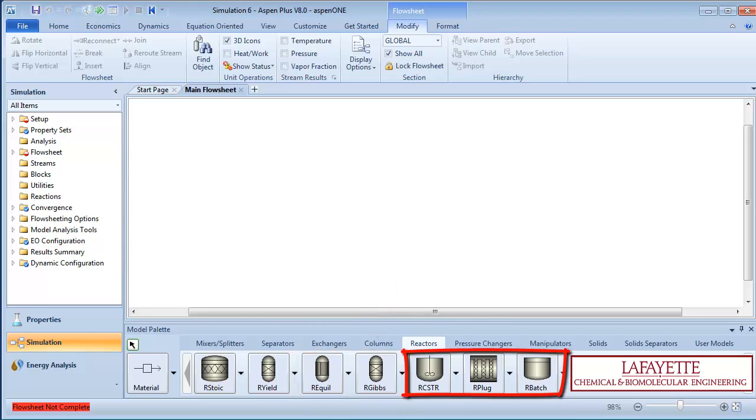RCSTR, R-plug, and R-batch are all kinetic-based models, meaning the kinetics of the reaction must be known. Additionally, all three can be used to calculate the reactor duty. The most common rate law used in Aspen Plus is the power law method.